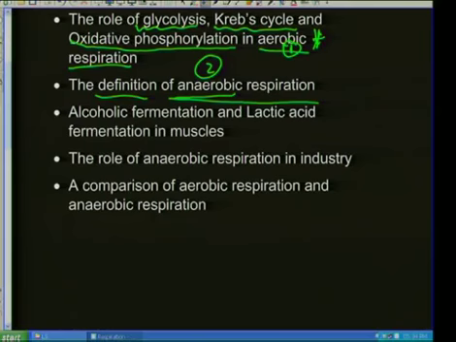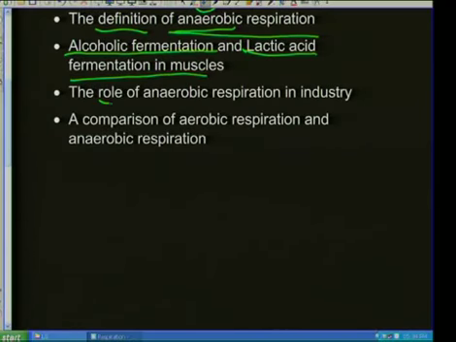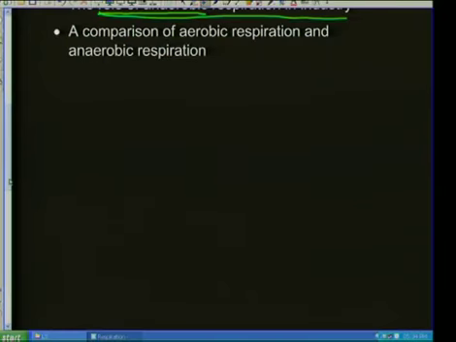Further, we look at alcoholic fermentation and lactic acid fermentation. We'll explain those things later, so it's no sense going into details now. The role of anaerobic respiration in the industry. How does industry use this process of anaerobic respiration? Lastly, we want to compare aerobic respiration and anaerobic respiration. And because you have also studied photosynthesis before this, we would also want to compare the whole process of respiration with that of photosynthesis in between.